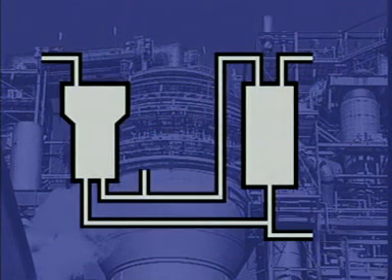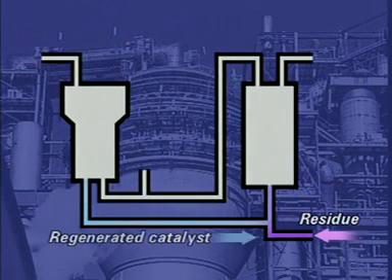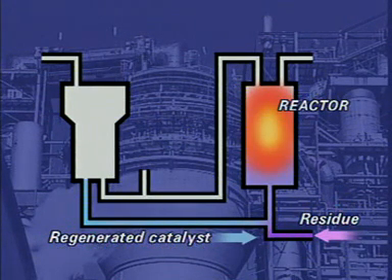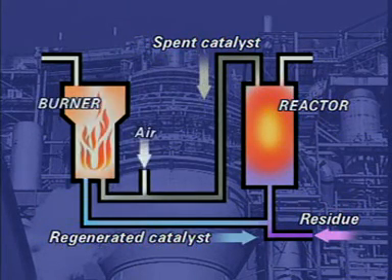In catalytic or cat cracking, the long chain fraction is mixed with a powdered catalyst of silicon dioxide and aluminium oxide, and the mixture enters the reactor at about 500 degrees Celsius for 5 seconds. Here the cracking takes place. The catalyst becomes coated with carbon and is recycled. The catalyst passes to a regenerator where the carbon is burnt off in air.